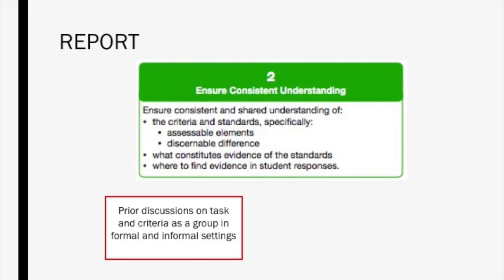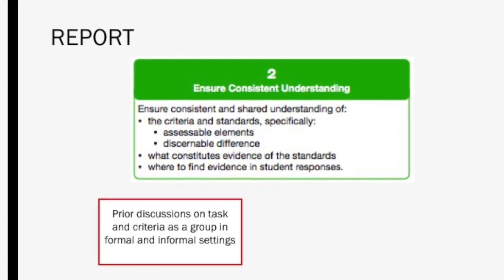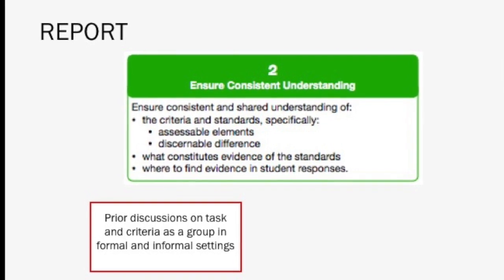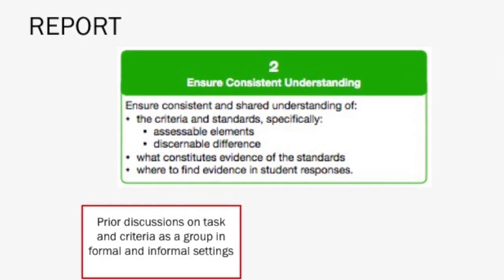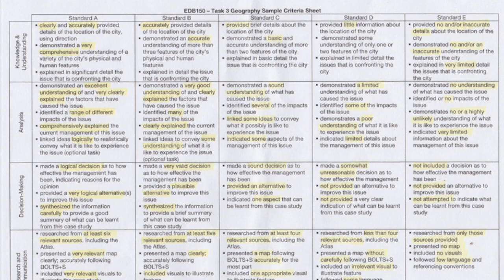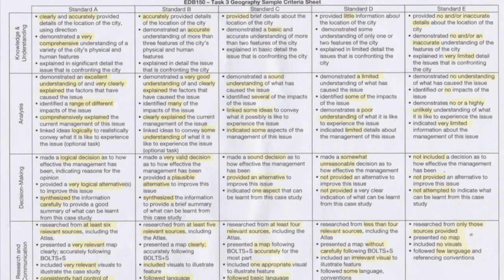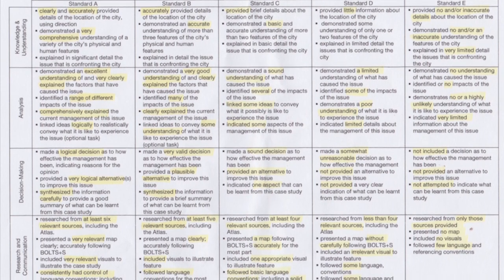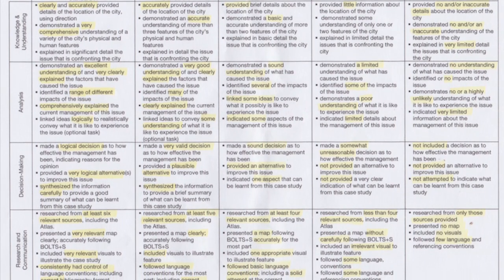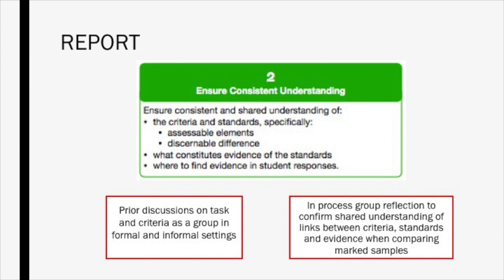To ensure consistent understanding when comparing marked samples, formal and informal discussions prior to the meeting as a group took place on the task and criteria. An example of this is using the marking criteria to highlight qualities that differentiate between the A to E descriptors. Doing so allows the marker to understand what discriminates between each standard and what evidence is necessary in student work to be able to provide accurate judgments. This process also took place regularly when comparing samples as a group to ensure consistent understanding between all members on the accessible elements within the student work.